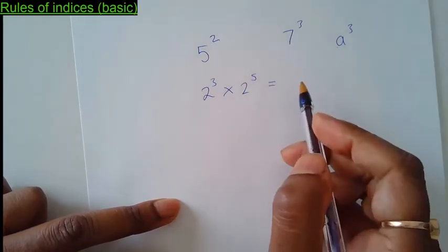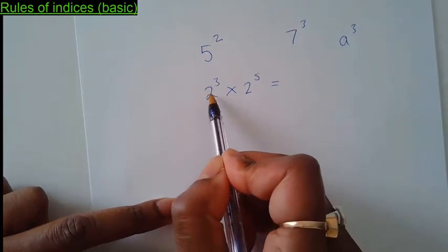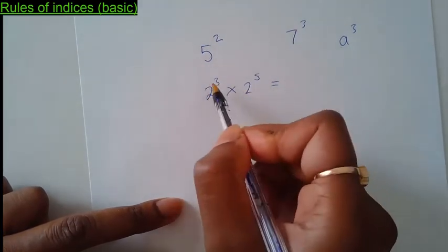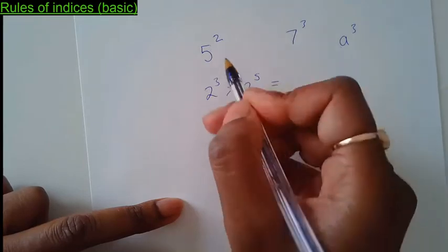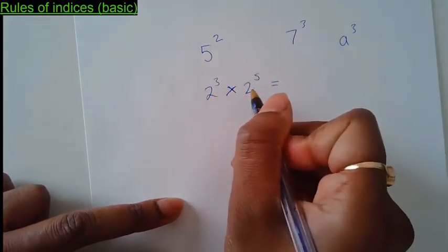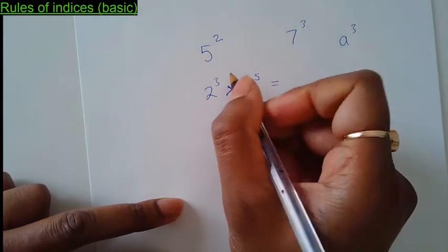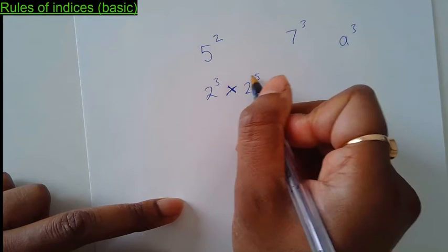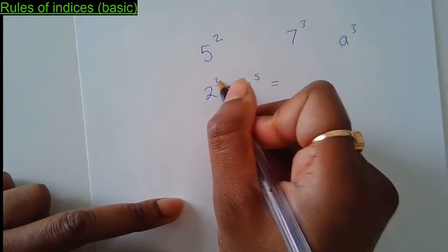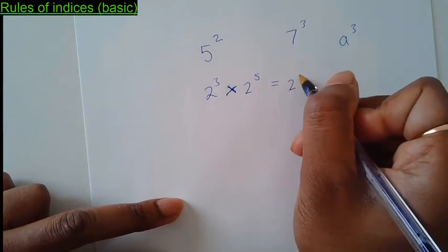And I want to write the answer in index form. One thing you notice is that the base is the same, and we happen to be multiplying between the two bases. So if the base is the same and we're multiplying in between, what you do, you add the indices. 3 add 5 is 8. So you write 2 to the power of 8.